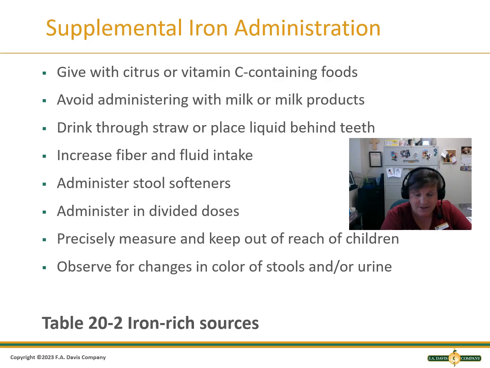So something that is universal for iron administration is that it should be given with citrus or vitamin C enriched foods. That's going to help to increase absorption, while on the contrary, it should be avoided with milk or milk products. So vitamin C or citrus foods, other sources, is a good thing to pair iron administration with, but not at the same time that the child would be consuming milk or other milk products.